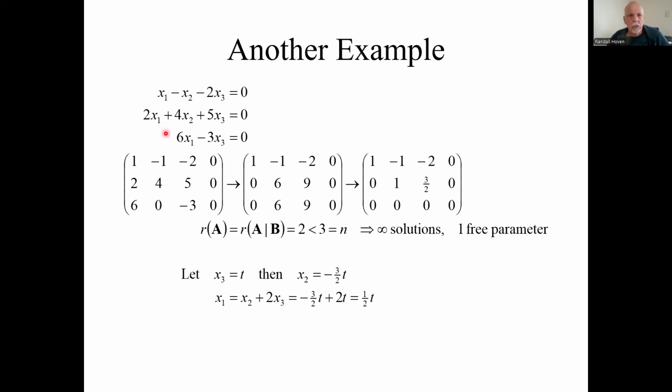Here we have three equations and three unknowns. Just be careful. Don't always look at how they line up. This is x1 here. So it goes over here, not here. In this case, we do need to do some row ops and find out its rank is 2. Again, n is 3. So we know we're going to get infinite solutions, one free parameter. And again, x1 and x2 are the pivot variables. So x3 is the free variable. We'll just set it to t again and solve for x1 and x2 in terms of t.